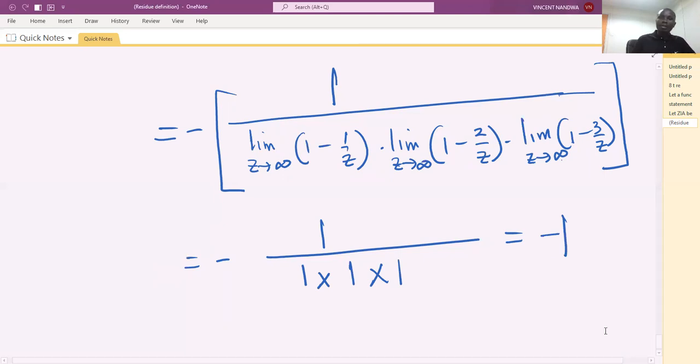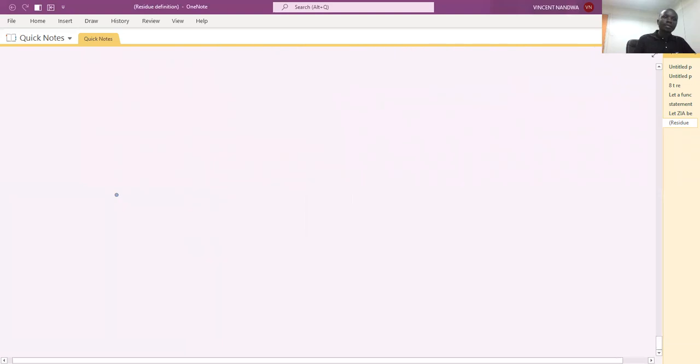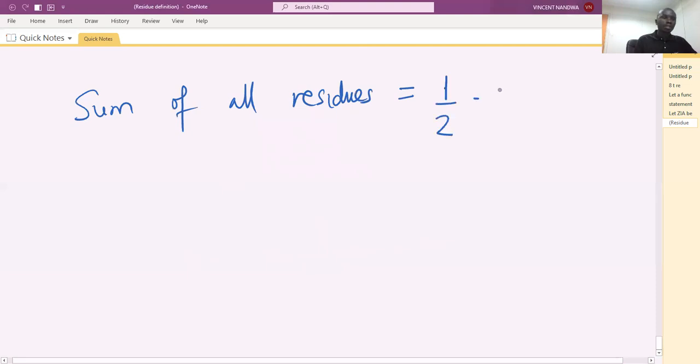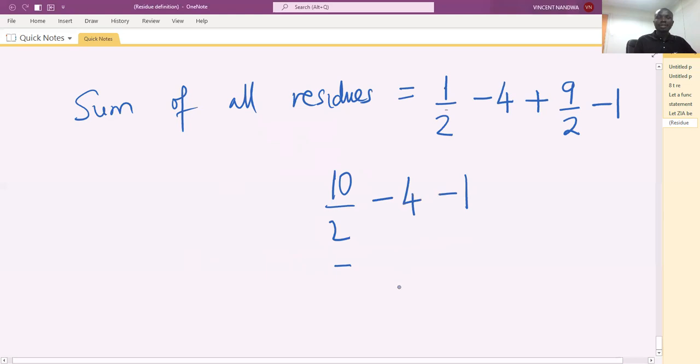So adding all the residues, so sum of all residues is equal to, the first one we got the answer a half, second one we got the answer minus 4, the next one we got an answer as 9 over 2, and the last one we have gotten as negative 1. So you see a half plus 9 over 2 is the same as 10 over 2, and then minus 4 minus 1. 10 over 2 is 5. So 5 minus 4 minus 1 is 0.